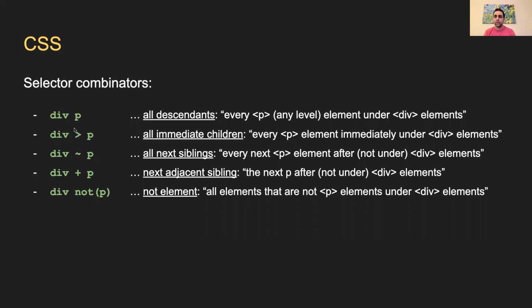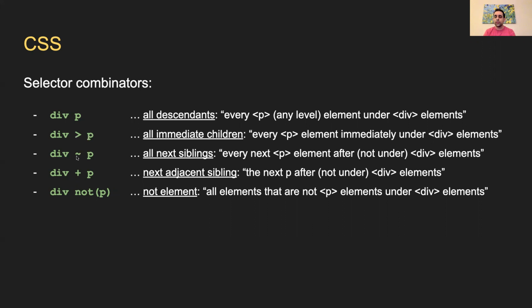Likewise, if we do div and then an angle bracket p, this will be all immediate children. So this is direct children, not grandchildren or great-grandchildren, just direct children. Just the first level down from the div will get whatever properties you're trying to set. For every paragraph that's the immediate child.